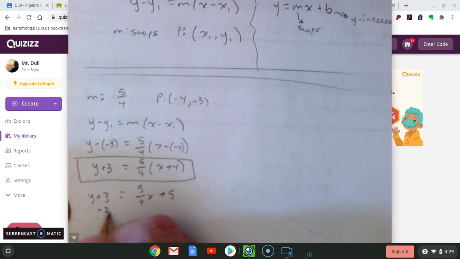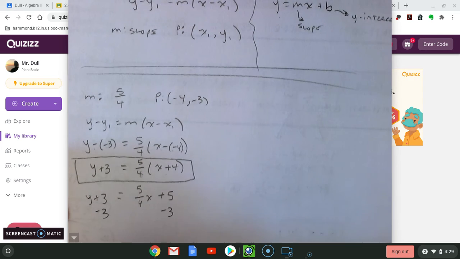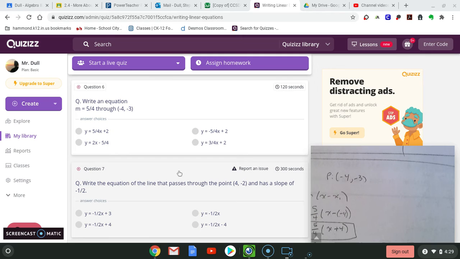If I need to solve for y, I'm going to subtract 3 on both sides, right? So y equals 5/4 x, 5 minus 3, that's 2. So these two equations are exactly equal to one another, right? Exact same thing. And if you go back over into your quizzes and you took a look at the options you were given, y equals 5/4 x plus 2, that was one of your options.